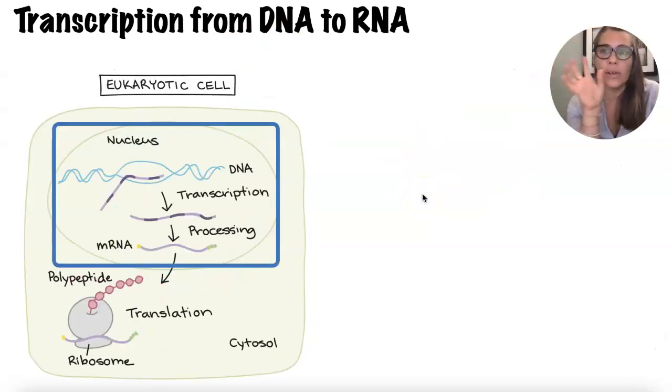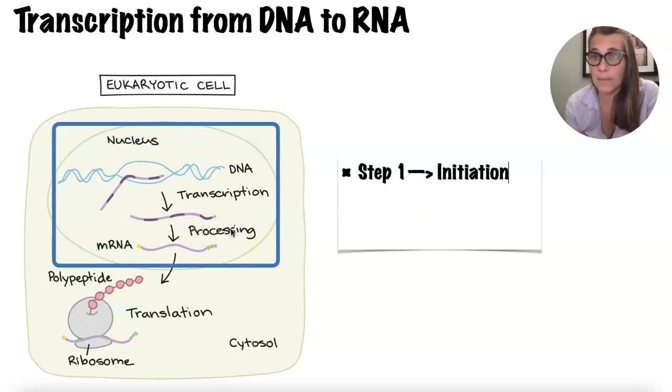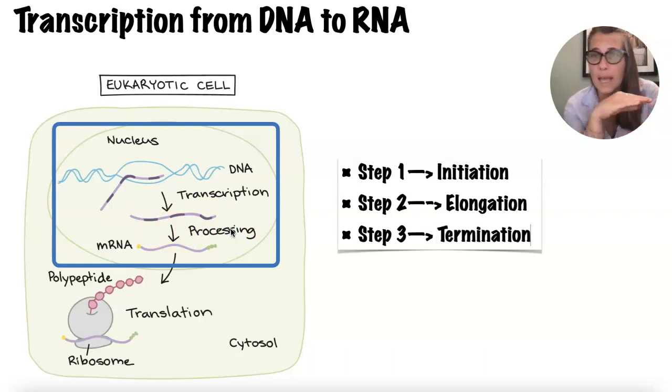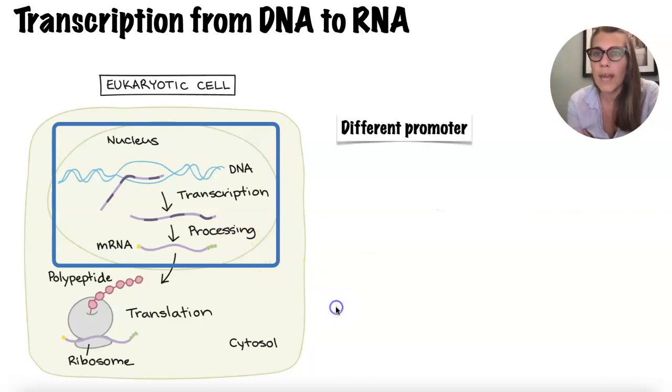Now, let's look at the differences of what happens in transcription in the eukaryotic cell. We already saw before some differences, the nucleus and this processing. So the similarities are that, exactly in the same way that we just saw with the bacteria, eukaryotic cells have the same steps: initiation, elongation, termination, no differences whatsoever in here. But we have some differences.